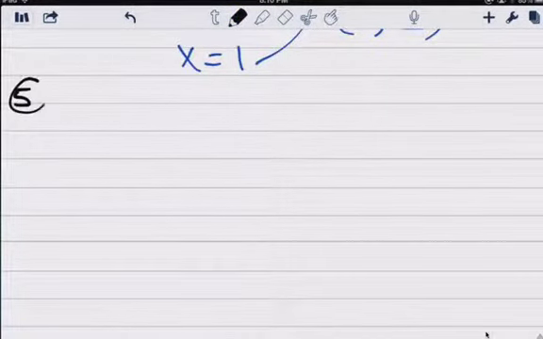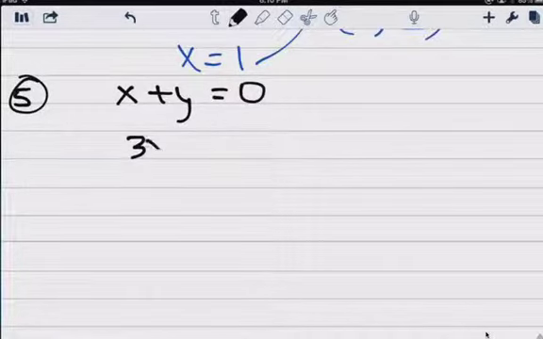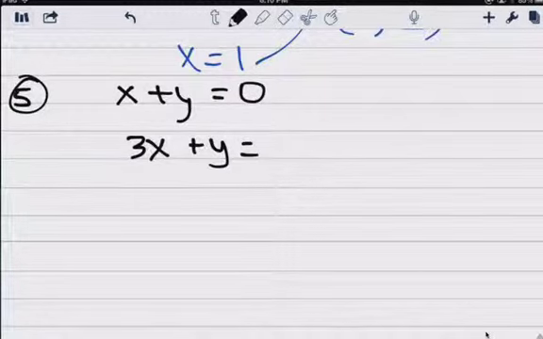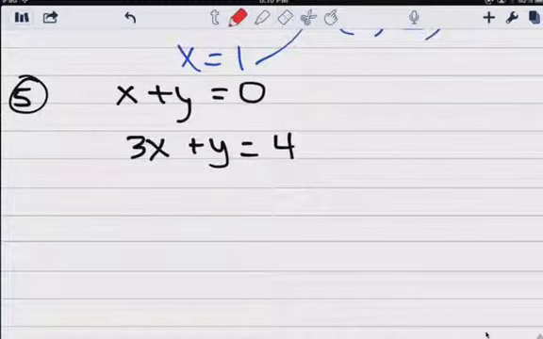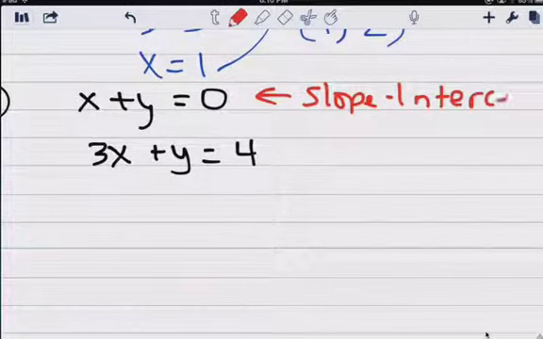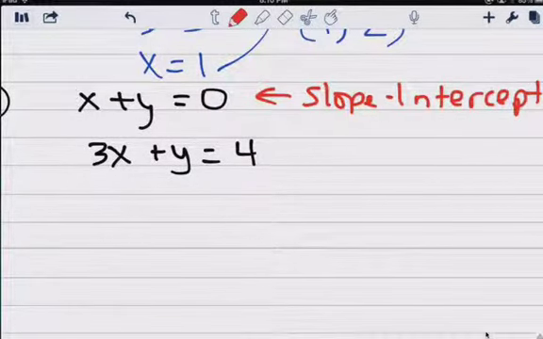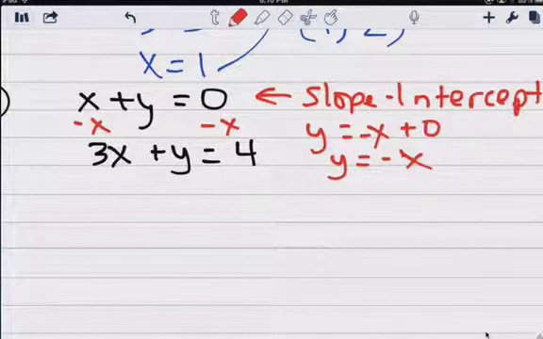Number 5, you have x plus y equals 0, and 3x plus y equals 4. I'm going to make this into slope-intercept. So I minus x, and y equals negative x plus 0. Y then is just negative x. Negative x plus 0 is negative x.